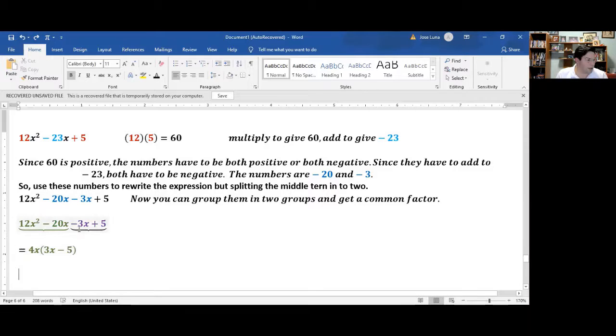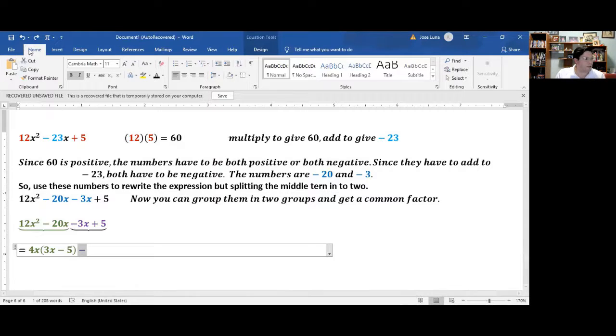Now this second group, what do these have in common? Negative 3x and 5. Well, 3 and 5 are both prime numbers, so they don't have anything in common. They don't have a common factor other than a 1. So I'm not going to write it. I'm just going to write this sign, minus, which really is meant to be a negative 1. I need parentheses to have this same term. So I'm going to write it like this.